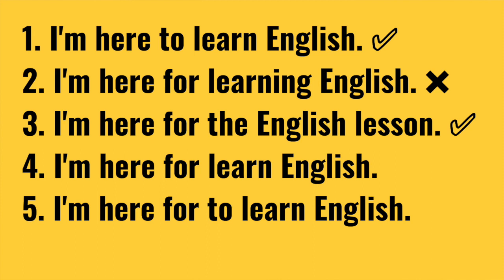What about number 4? Number 4 is wrong. We can't use for plus an infinitive. We only use for with the ing form. And number 5, I'm here for to learn English. This is wrong. We can't use for and to at the same time.